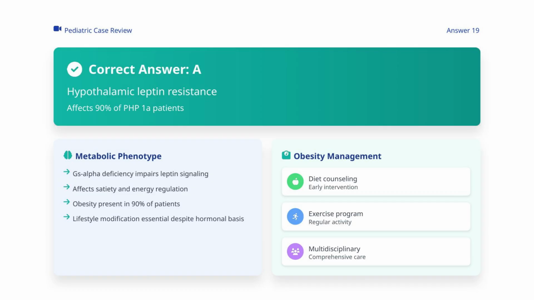G-protein alpha subunit deficiency impairs hypothalamic leptin signaling, affecting satiety and energy expenditure regulation. Approximately 90% of pseudohypoparathyroidism type 1A patients develop obesity, often beginning in early childhood. This represents true hormonal obesity, not simply behavioral factors. Nevertheless, lifestyle modifications including diet counseling and exercise programs remain essential. Early nutritional intervention may limit weight gain. Obesity compounds cardiovascular risk and complicates metabolic management, requiring aggressive multidisciplinary intervention.